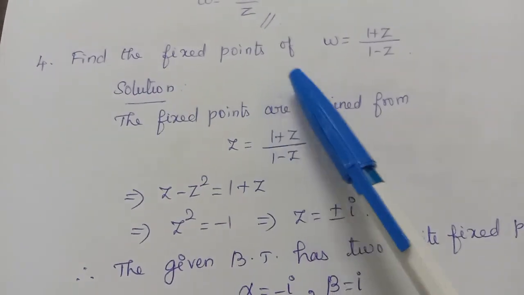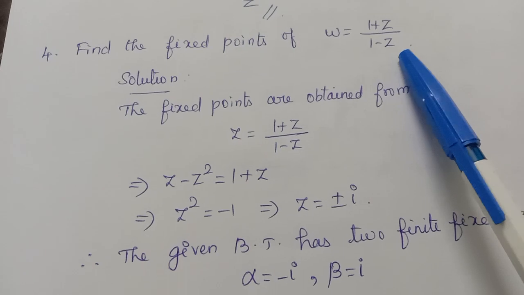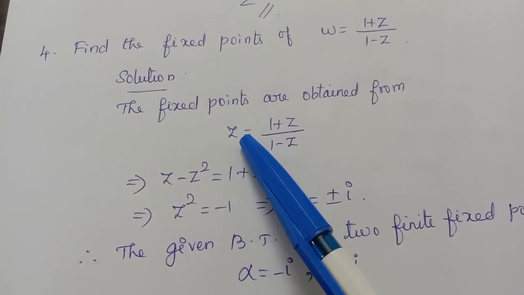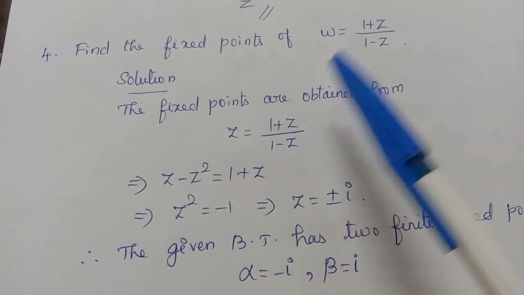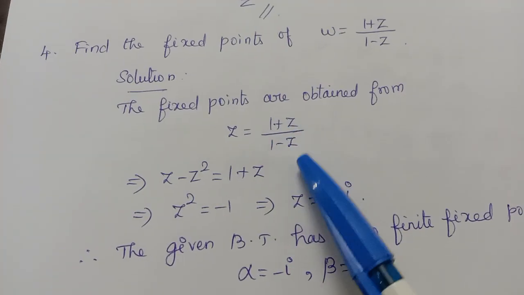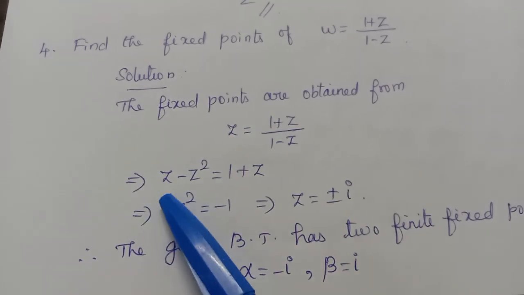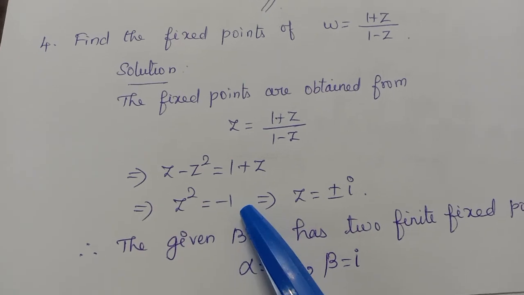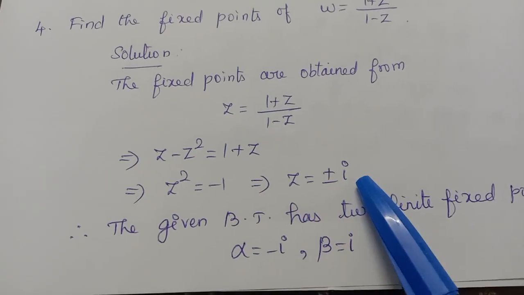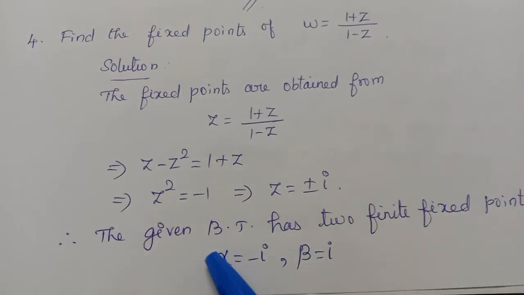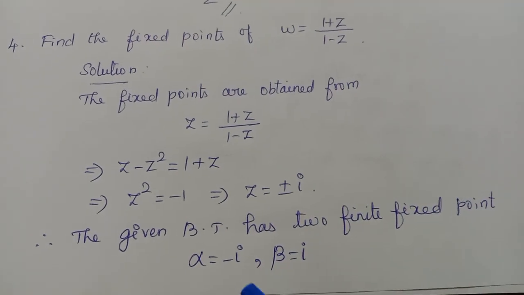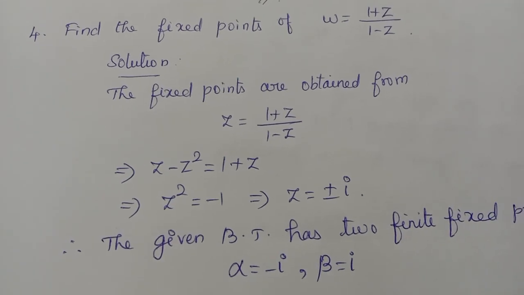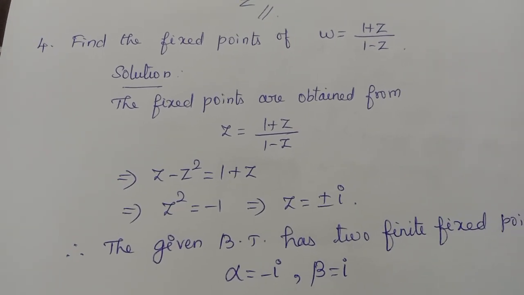Okay, so find the fixed points of w equals 1 plus z by 1 minus z. So how to identify the fixed points? Just simply put w equals z in the given transformation and solve. That's all. So z equals 1 plus z by 1 minus z. So cross multiply: z minus z square equals 1 plus z. So z gets cancelled. So z square equals minus 1, or z equals plus or minus I. So this bilinear transformation has two finite fixed points. What are they? One is minus I, another one is plus I. I am going to take alpha equal to minus I and beta equal to plus I.